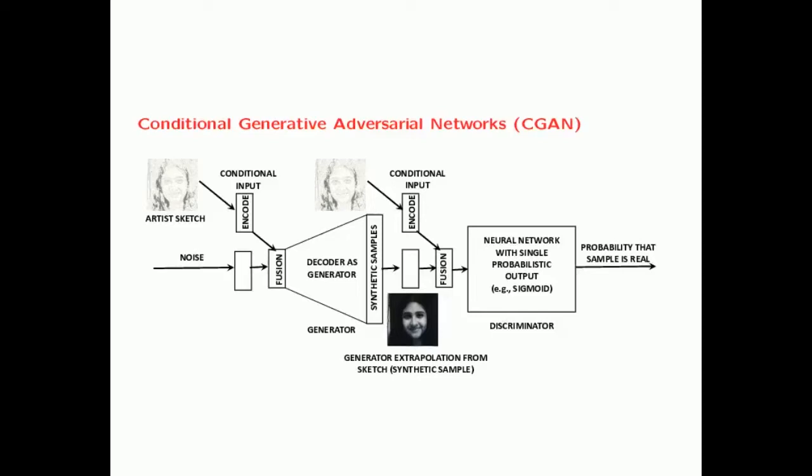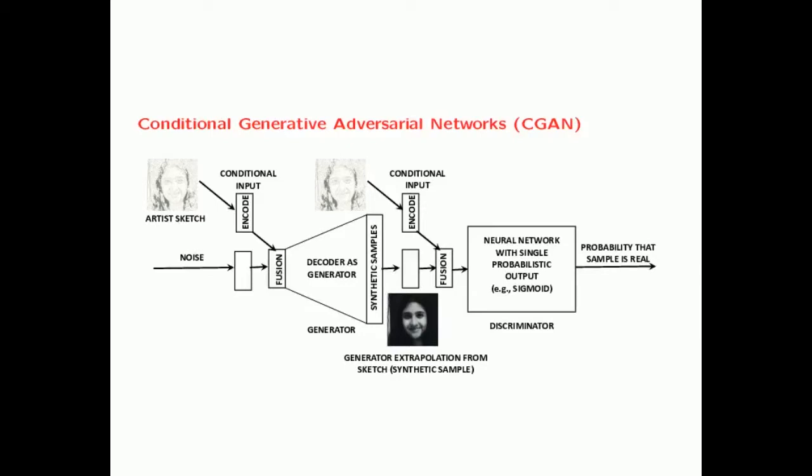Now, there is another variation of generative adversarial network, referred to as conditional generative adversarial networks. In conditional generative adversarial networks, you add an additional conditioning. The idea here is that you will have pairs of images. Let's say that you have an artist sketch of an image, and you have the real image. Here I have shown an artist sketch of an image, which is your conditional input, and you have a generator extrapolation from the sketch.